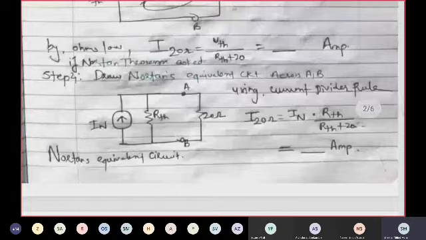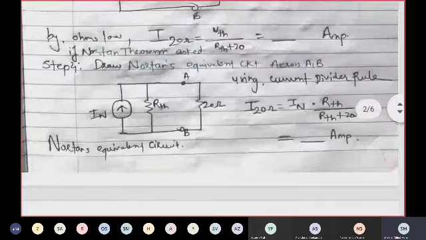In Norton's equivalent circuit, any two terminals of the network are replaced by an equivalent current source and parallel resistance. So this is a Norton's equivalent circuit. So Thevenin and Norton are both source transformations of each other. All of you know the source transformation. Voltage in series with a resistor can be replaced by a current source and parallel resistor. So this is source transformation. So Thevenin and Norton are source transformations of each other.